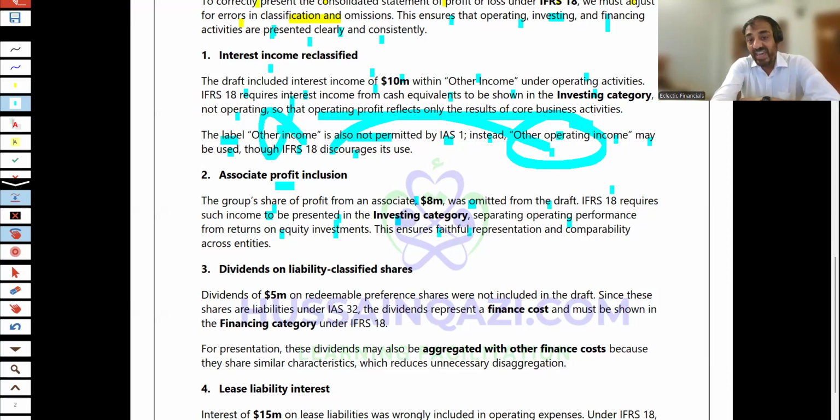This ensures faithful representation under the conceptual framework. Faithful means transparent, and for the sake of users, comparability across entities. Toyota versus Honda, all these things.